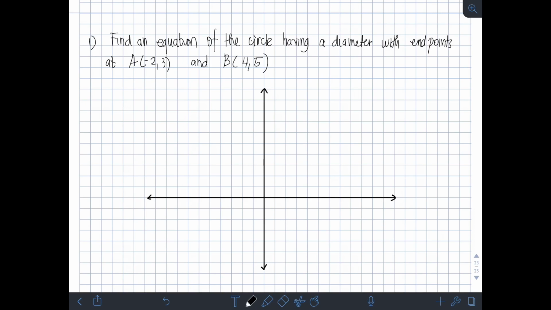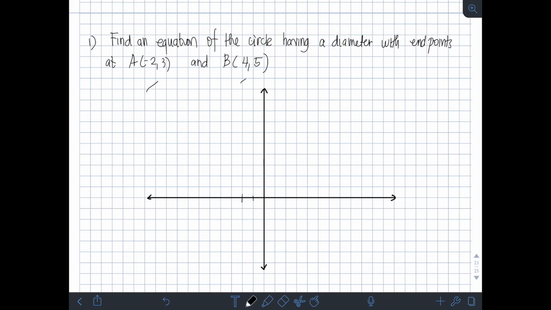So, for the first one, we have: find an equation of the circle having a diameter with endpoints at A, negative 2, 3, and B, 4, 5. Okay, so we are given the endpoints of the diameter of the circle, A, negative 2, 3, and B, 4, 5. We need to find the equation of the circle, and then graph it as well. So, let's plot the given points first.